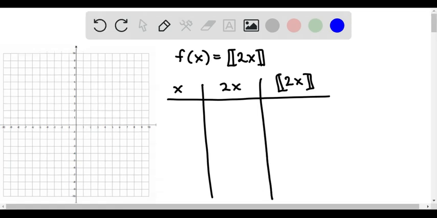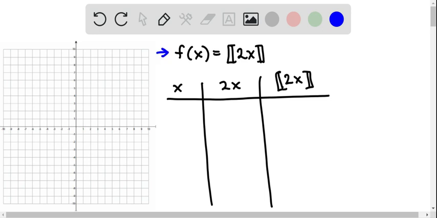Okay, for this problem, we want to graph f of x equals the greatest integer of 2x. And the first thing I want to do is review what the greatest integer of x function looks like. So remember that that function has these little steps, like so. Every integer is mapped to itself, but anything that's not an integer ends up rounding down to the nearest integer. So that's what the greatest integer function looks like. So we should expect this function to look like something similar.